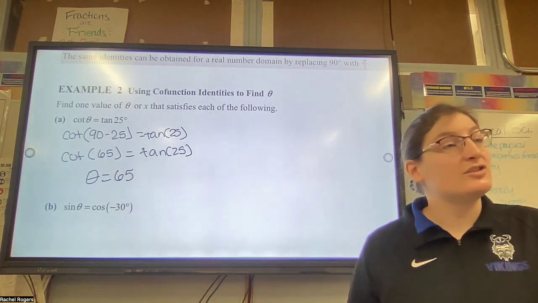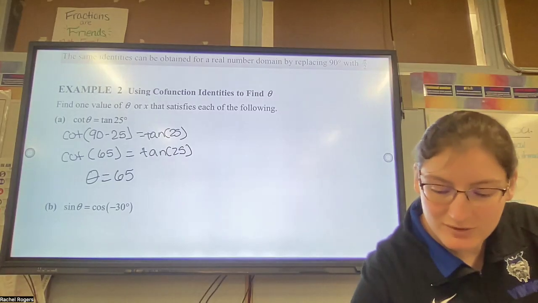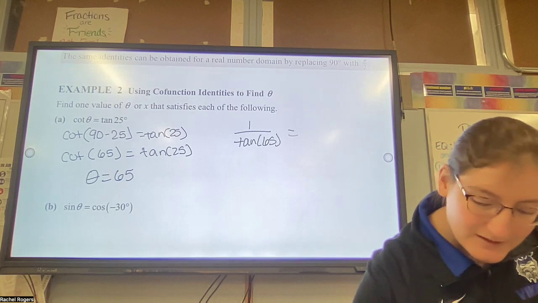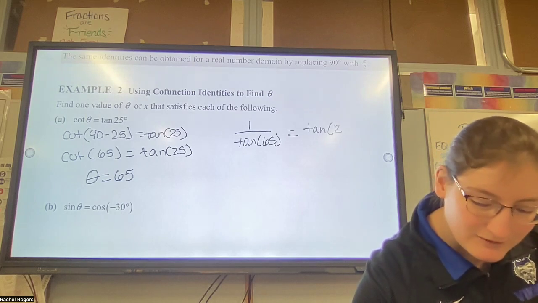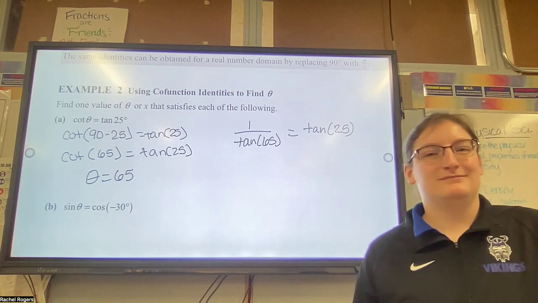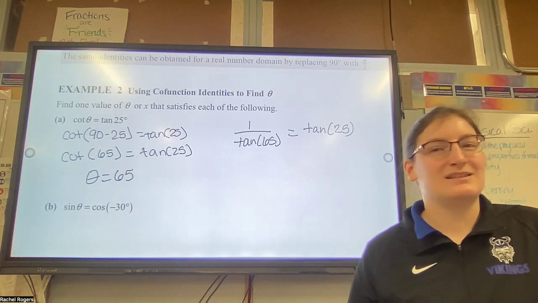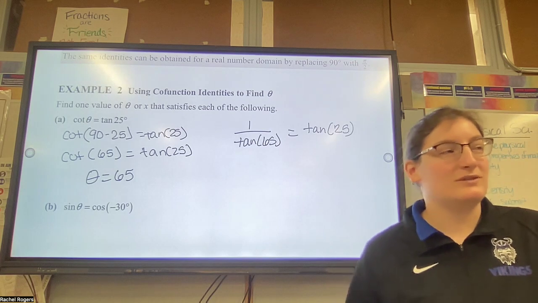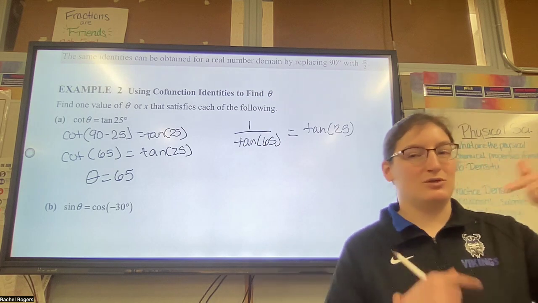Cotangent is 1 over tangent, right? So this also means that 1 over the tangent of 65 is equal to the tangent of 25. You can test that in your calculator. If you put 1 over tangent of 65 and then tangent of 25, you should get the same numbers.